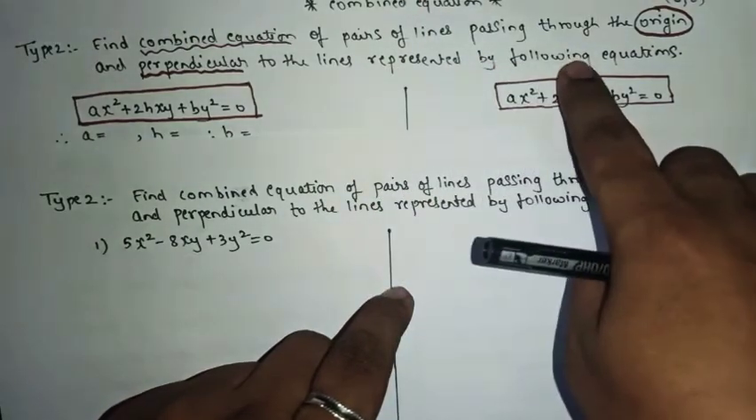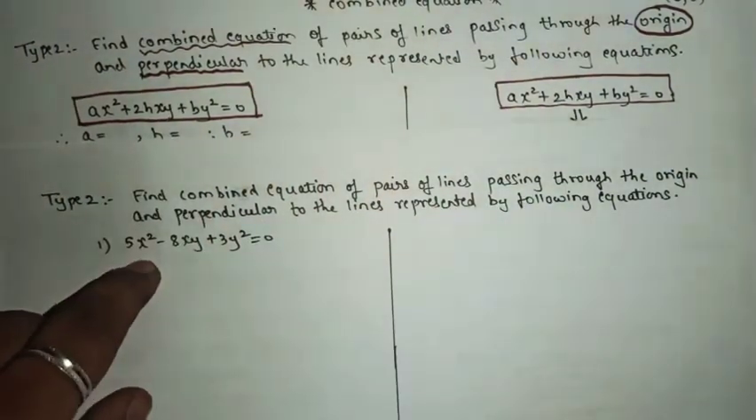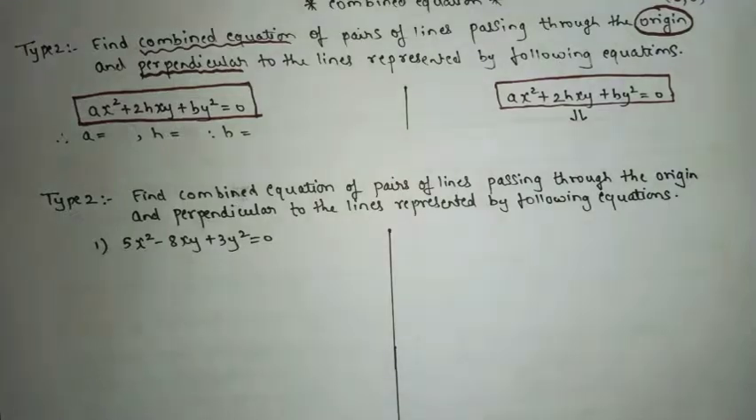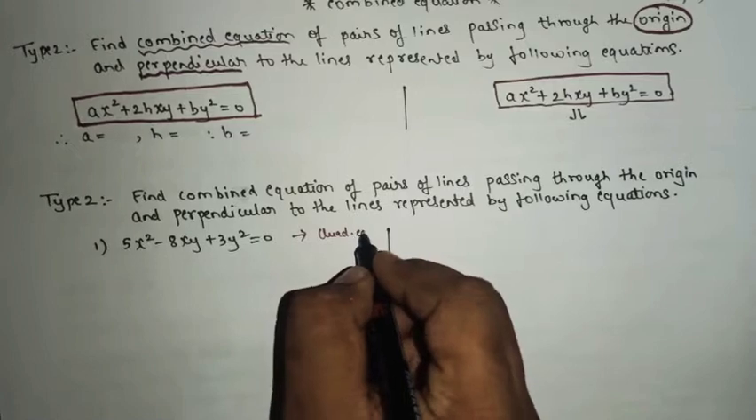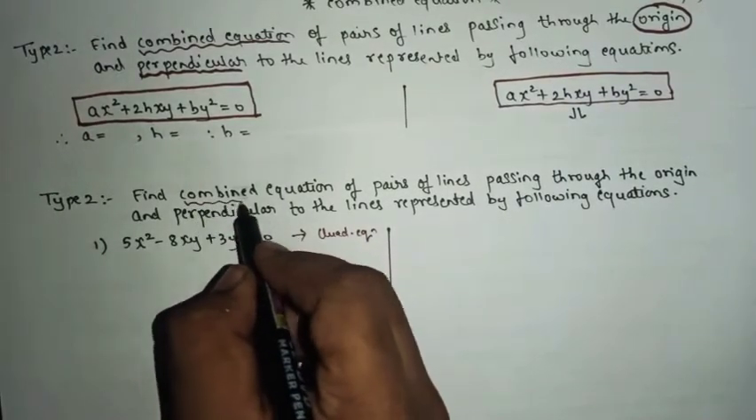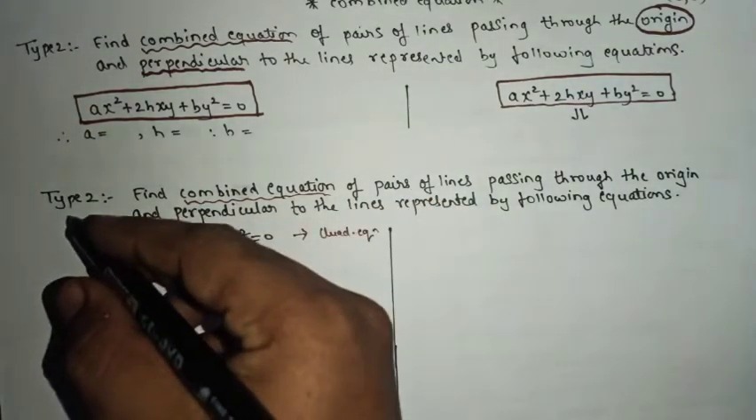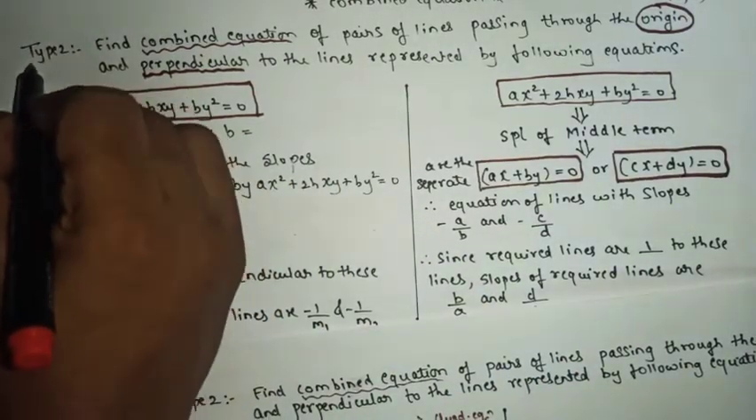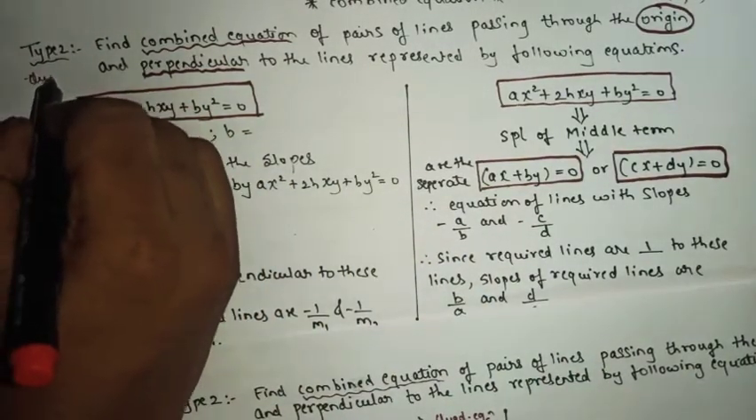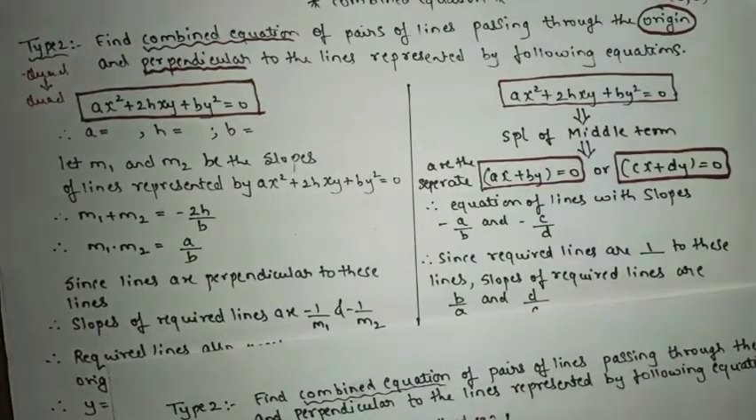Okay, perpendicular to the line represented by the following equation. So here the equation will be in the form of a quadratic. Can you see? Here we have a quadratic equation only. And then you have to find a combined equation. Combine means the final answer will be in the form of a quadratic only. So you can remember type number 2 as converting a quadratic to a quadratic equation. Yes or no?